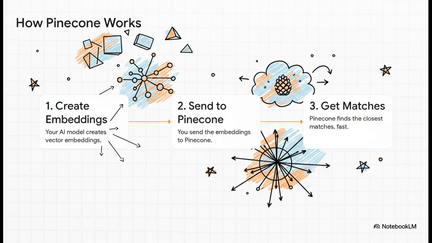And here's how it works. It's actually incredibly straightforward. First, your AI model takes your data, could be text, images, audio, whatever, and it turns it into these numerical representations. We call those vector embeddings. Step 2, you just send those embeddings over to Pinecone. And then, step 3, Pinecone takes care of the rest. Its whole job is to index all of that, and then find the closest matches, like super, super fast.